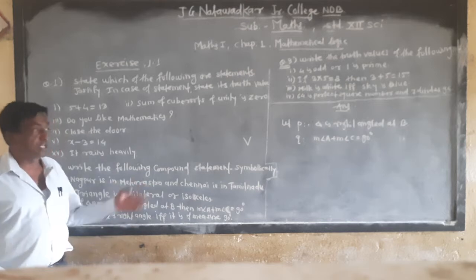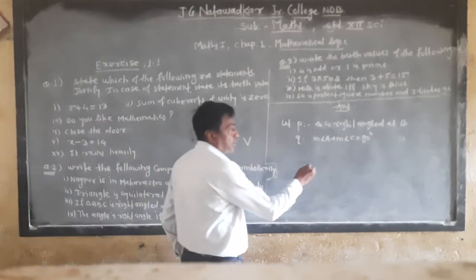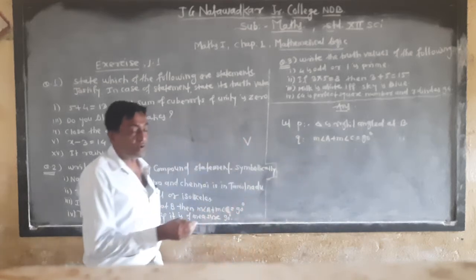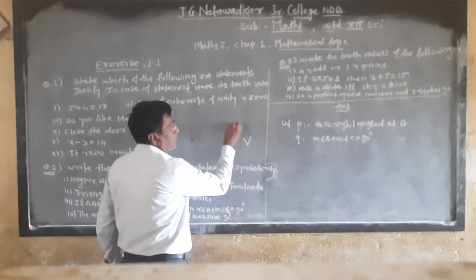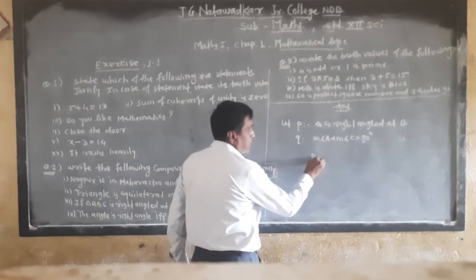And the connective here is "implies", the conditional statement. The symbol for the conditional statement is a one-sided arrow like this. So here our required answer is P implies Q.